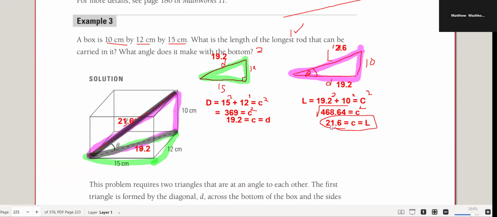So now I'm trying to find this angle here. And I have three sides to pick from. I'm just going to use opposite and adjacent. Here's my opposite. Here's my adjacent. So I'm using opposite and adjacent. That's tan of the angle is equal to opposite, which is 10, divided by adjacent, which is 19.2.